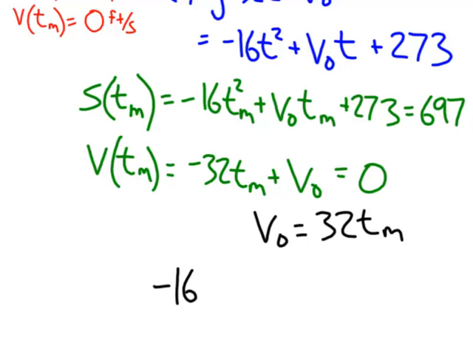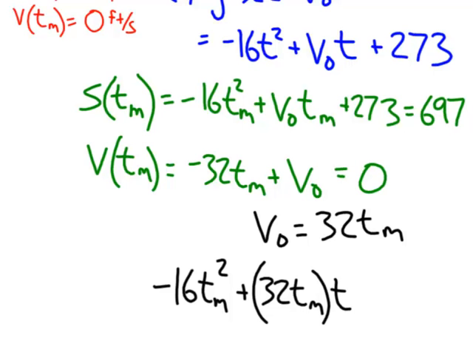Go ahead and scroll down a little bit here, and let's rewrite that position equation. Negative 16 t sub m squared plus, now here's the substitution, instead of v sub 0, I'll write 32 t sub m times t sub m, plus 273 equals 697.